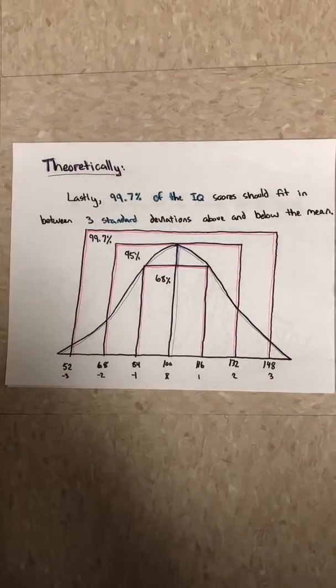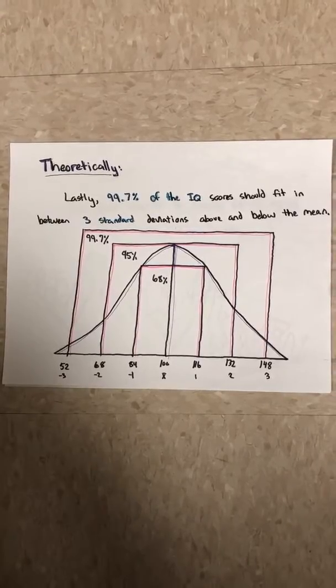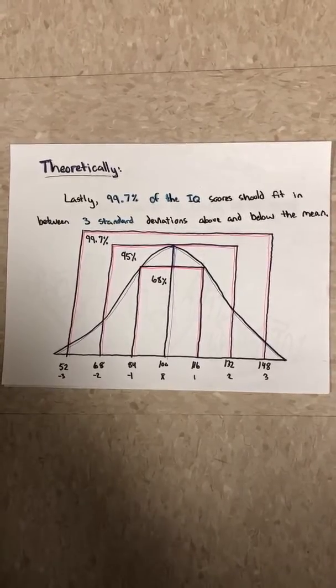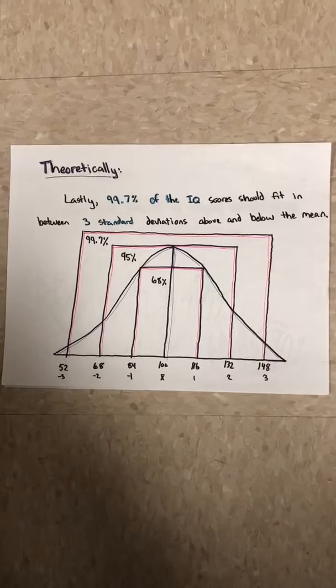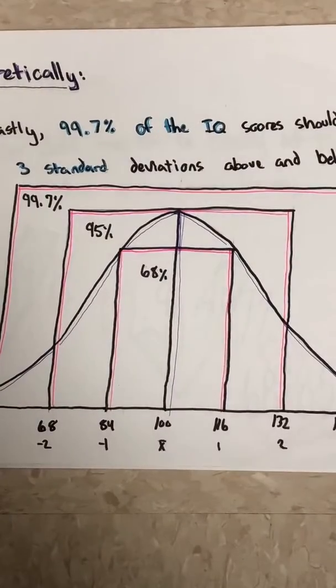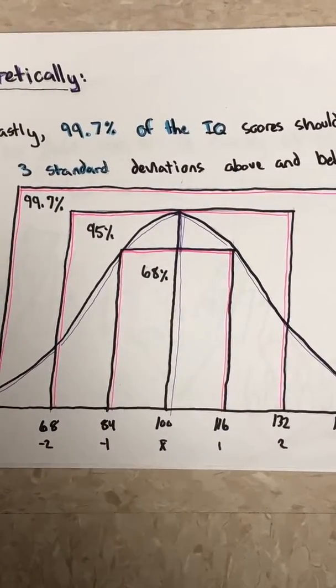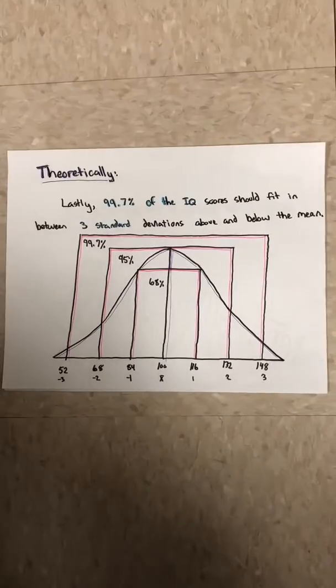Lastly, 99.7% of the IQ scores should fit in between three standard deviations above and below the mean. This means that 99.7% of people will score between 52 and 148 on their IQ test.